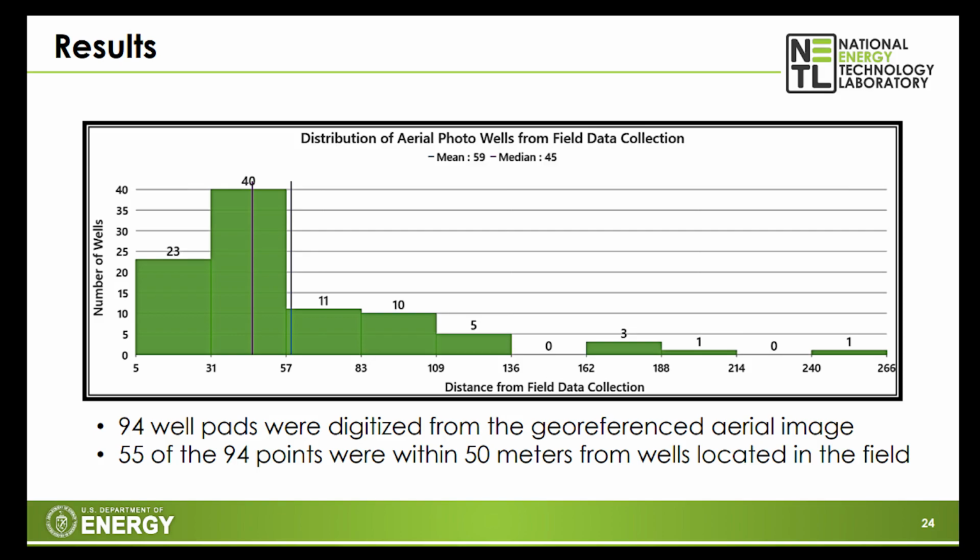Coming back to the results, we digitized about 94 well pads from the aerial photo, and we found actually every well pad digitized from the aerial photo on the ground. So we were able to find all 94, but the most interesting thing is that 55 of the 94 points we found in the field were within 50 meters of the well pad we digitized on the georeferenced image.